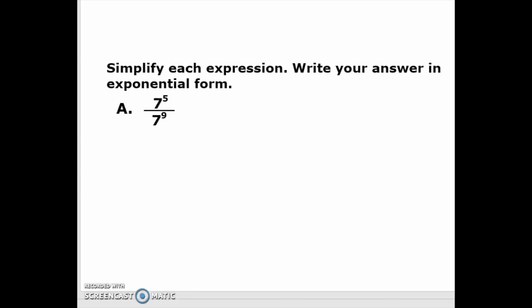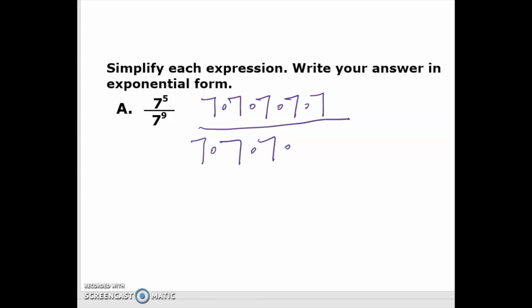We're going to look at this first example and we're going to start out by expanding it. So I'm going to write it out in expanded form and we're going to look for some patterns. So 7 to the 5th would be the same thing as 7 times 7 times 7 times 7 times 7. And in our denominator, 7 to the 9th, we would have 7 times 7 times 7 times 7, 9 times. So I want to make sure I get 9 sevens on here.